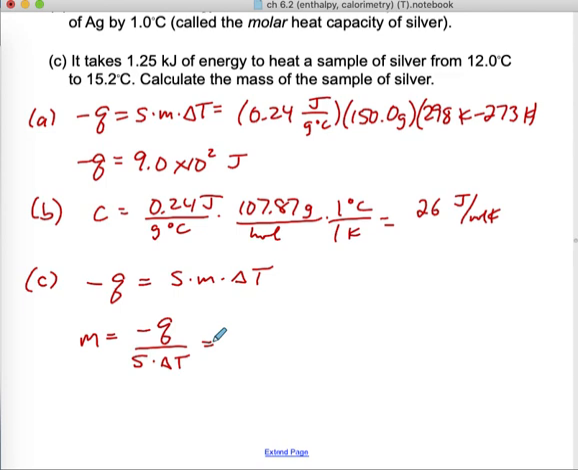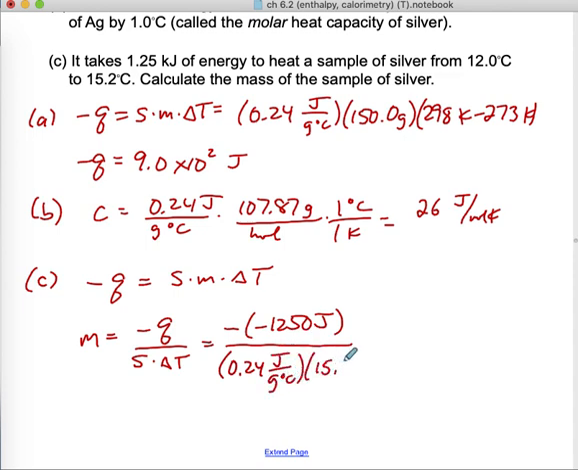Because the surroundings are losing heat energy to the system, I'm going to say Q is negative 1250 joules. Now we see the negative works out because that gives us a positive mass, because a negative mass wouldn't make sense. So negative Q over 0.24 joules per gram degree Celsius times 15.2 degrees Celsius minus 12.0 degrees Celsius, which only has 2 sig figs. So that means my mass is 1600 grams of silver.